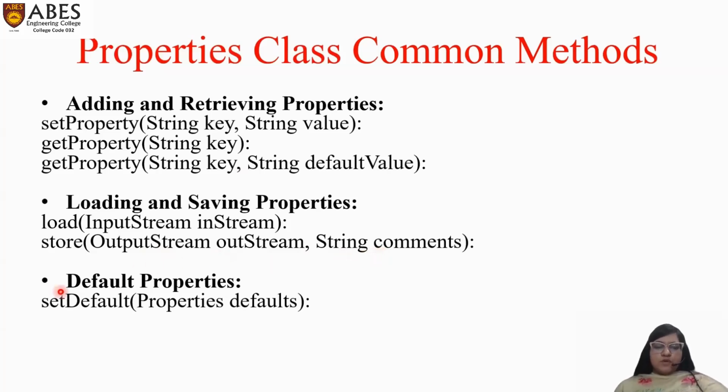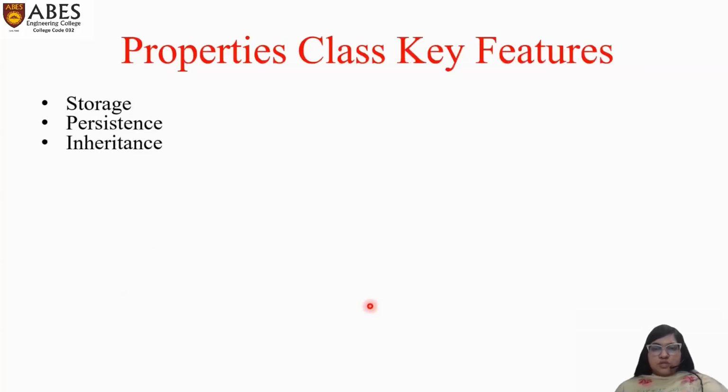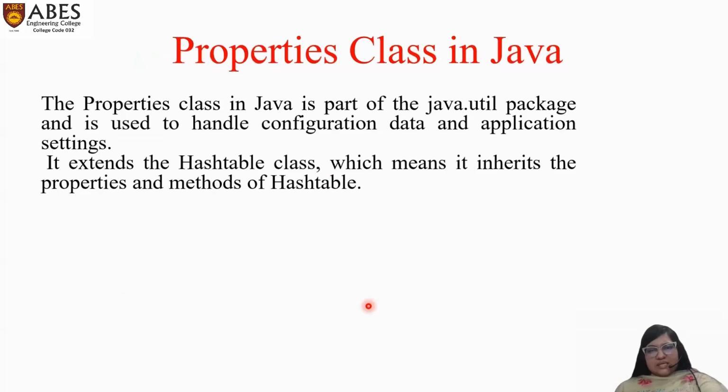Next, we have the default properties method, and in this we have the setDefault properties method. Here, the Properties class allows for the creation of default properties that will be used if a property key is not found in the main Properties object. This can be achieved by passing another Properties object to the constructor of the main Properties object. So that's all about the different methods of the Properties class, their key features, and the introduction of the Properties class in Java.